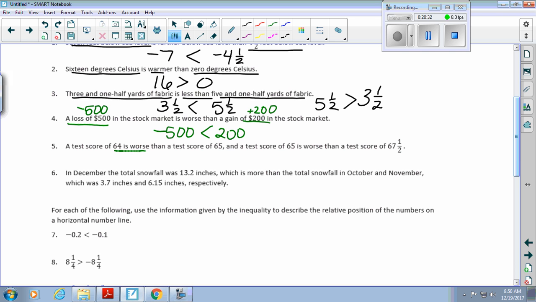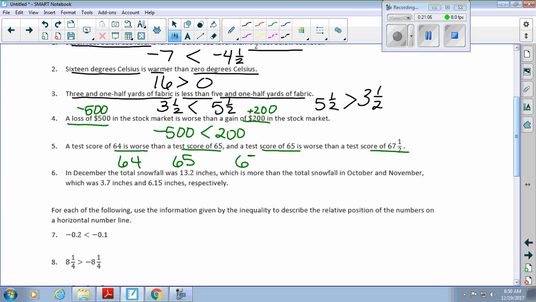All right, a test score of 64 is terrible. A test score of 64 is worse than a test score of 65. And a test score of 65 is worse than a test score of 67.5. So they gave us 3 numbers, right? So we can do this. We're in 6th grade now. Anyway, we can do 3 inequalities now. These are horrible grades, the kid just said.